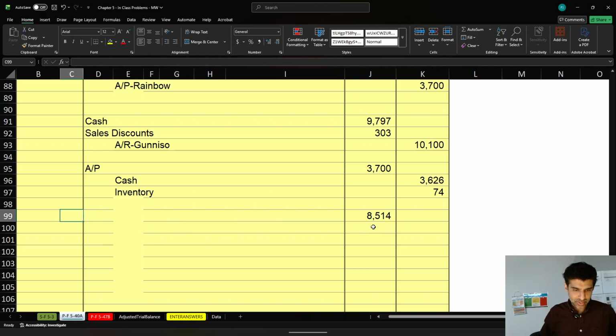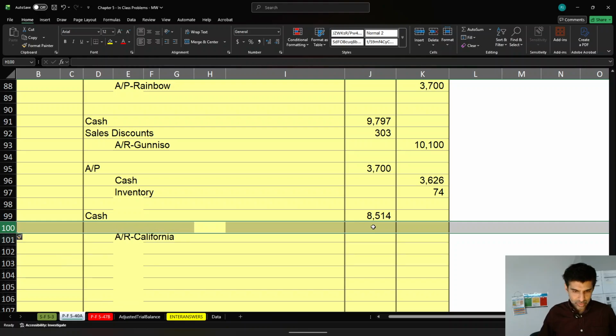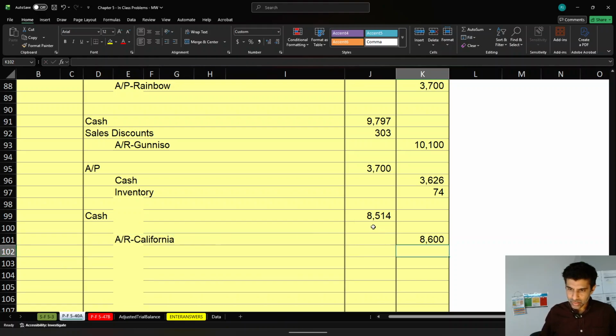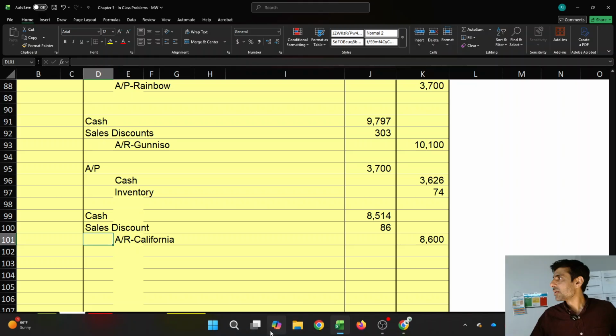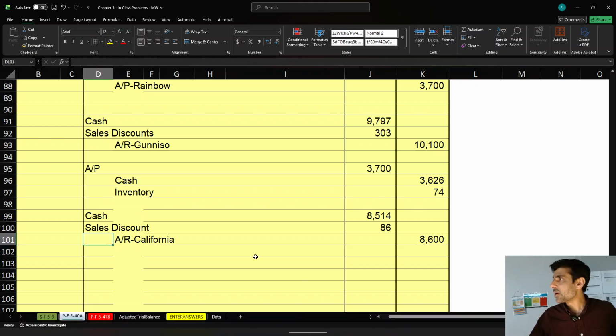Okay, so this is the cash coming in. My accounts receivable for California needs to go to 0, which I think was 8,600. So I need to bridge this gap of $86, and that's going to go to sales discount. All right. Any questions on that? I think this is a repeat of what we already saw.